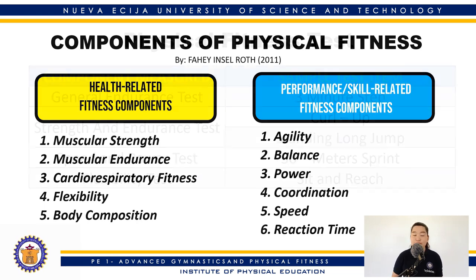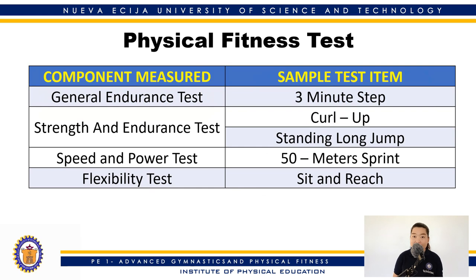Under physical fitness test, we have different physical fitness test items that will measure your strengths and weaknesses. First, we have general endurance test, a 3-minute step test. This will measure your cardiorespiratory fitness. Next, we have strength and endurance test, by means of doing or performing curl-up or standing long jump. Speed and power test is being measured by 50-meter sprint. And flexibility test is being measured by sit and reach. So while you are sitting, you have to reach a certain point.